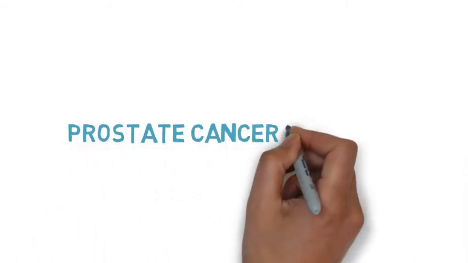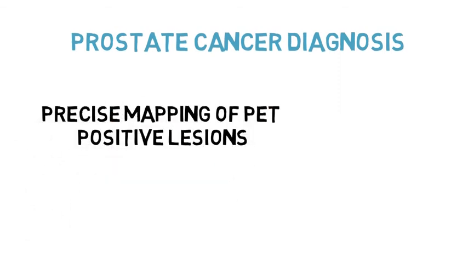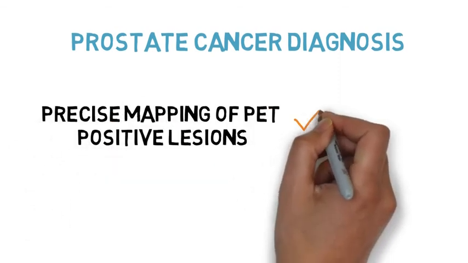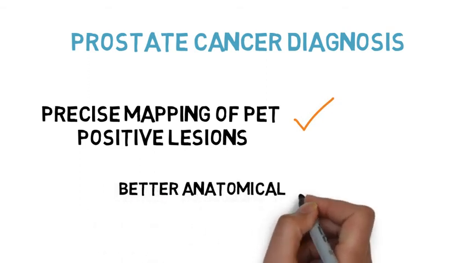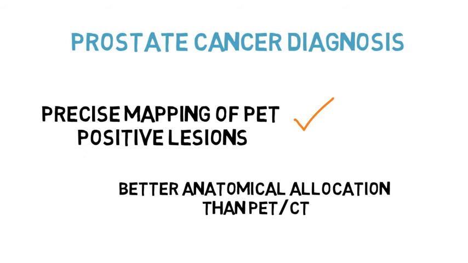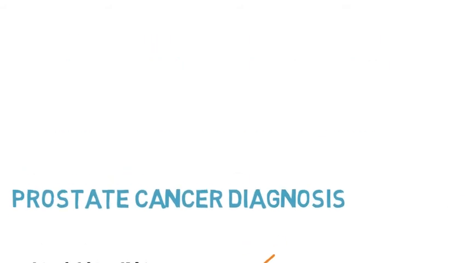Regarding prostate cancer, PET-MRI allows for precise mapping of PET-positive lesions, and it is therefore clearly advantageous over PET-CT, where an anatomical allocation is difficult due to the reduced tissue contrast of the prostate in CT.